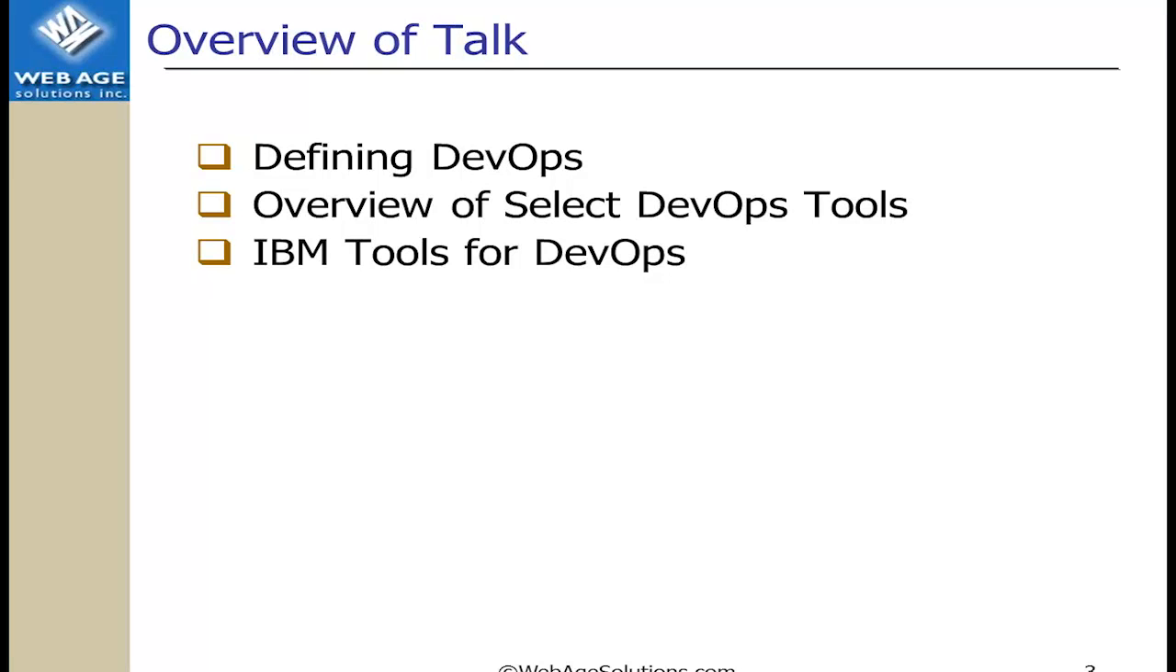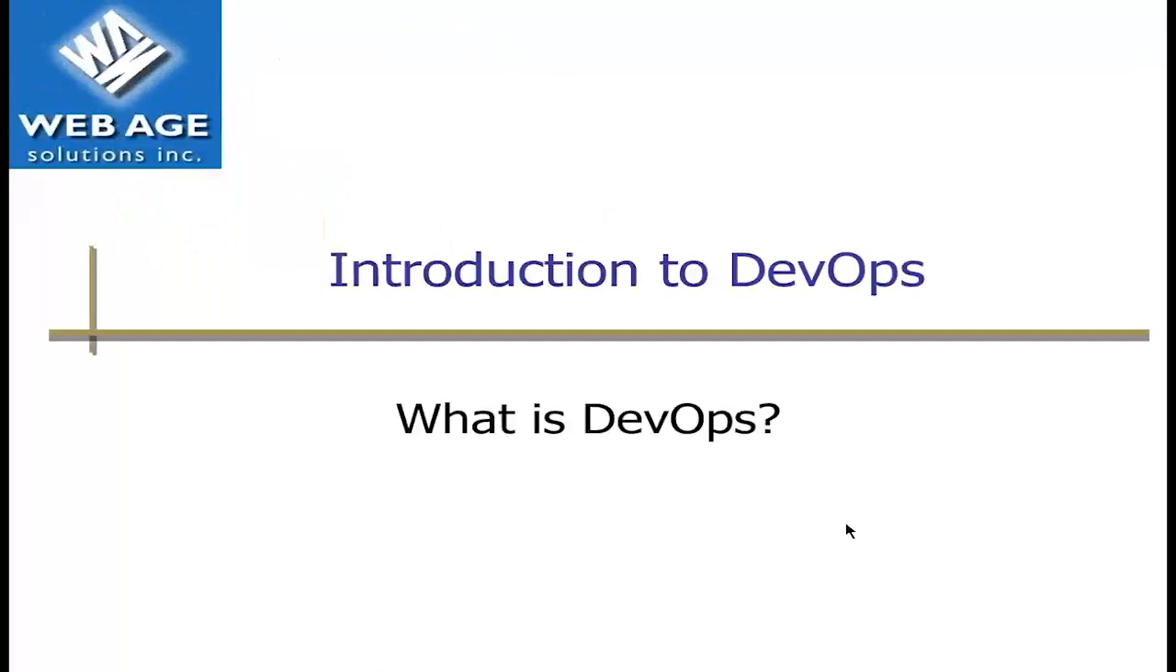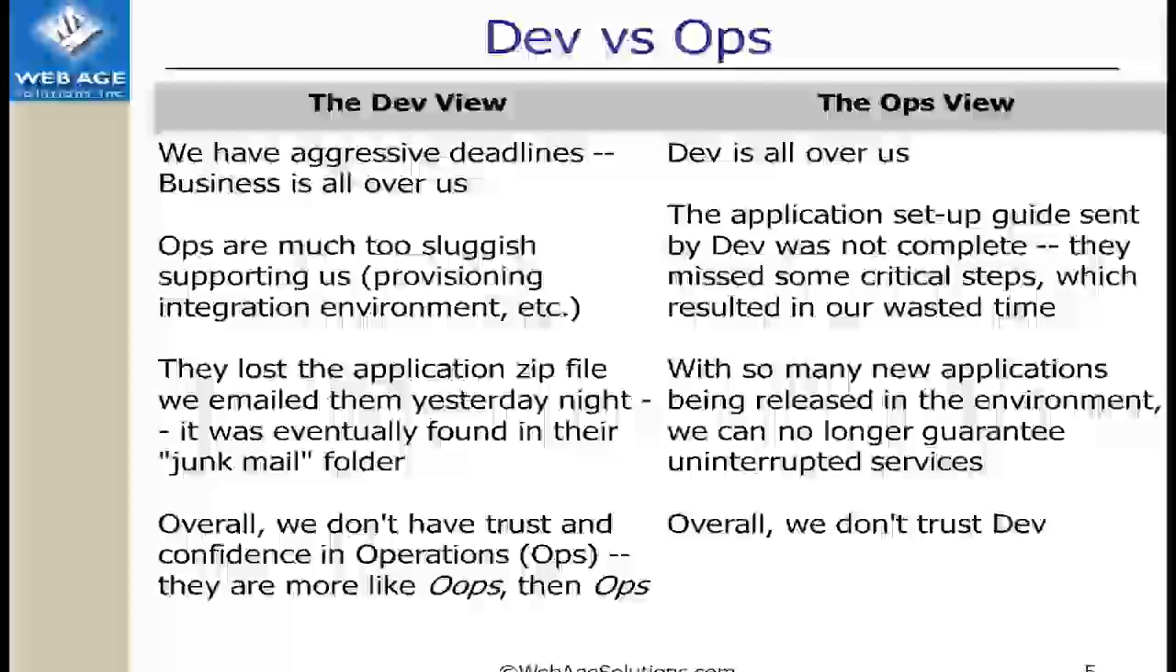Okay, so let's get started. Let's try first to define DevOps. And probably the best way would be to start looking at some existing antagonism that exists between development and operations groups. So this slide presents this in a kind of exaggerated form, the view Dev and Ops have of each other.